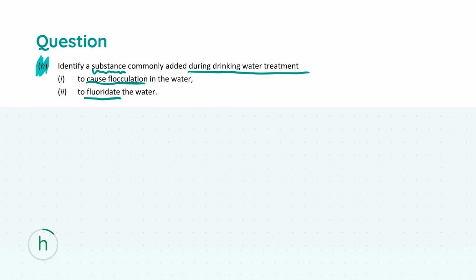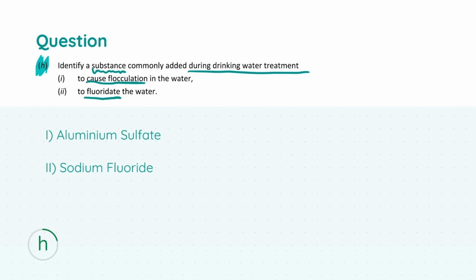So in the case of part I, we were asked for a substance that will cause flocculation in the water. And for this, there's plenty of different answers you could have had, but the one I always go with is aluminium sulfate. And you can also write down the formula as well. That's completely fair. You could have had sodium silicate or sodium aluminate, or even something like calcium hydroxide. But personally, I always just remember aluminium sulfate because it was just the first one that was mentioned to me, and it's the easiest one, personally anyway, to remember.